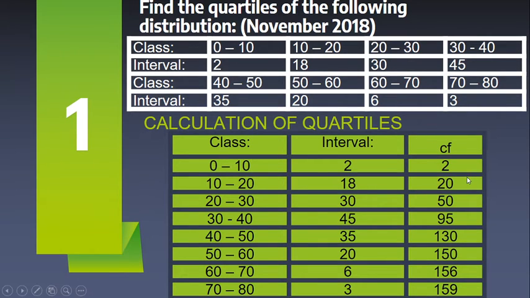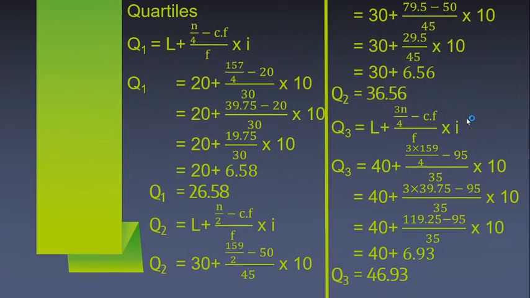One more thing to bear in mind, our class interval should be in ascending order. We should have arranged them in ascending order. Since it is already in ascending order, we have taken it as it is in this question. So now the frequency is there, we have written the cumulative frequency, and from the cumulative frequency we move on to the formula.